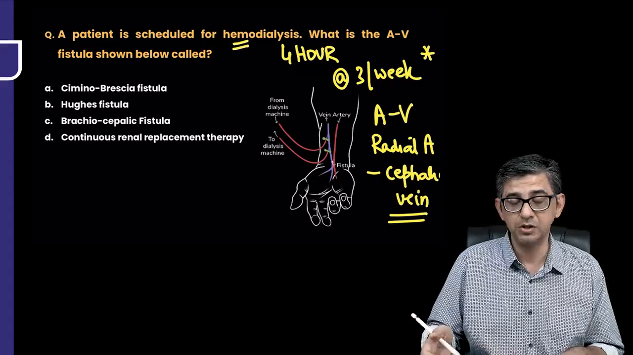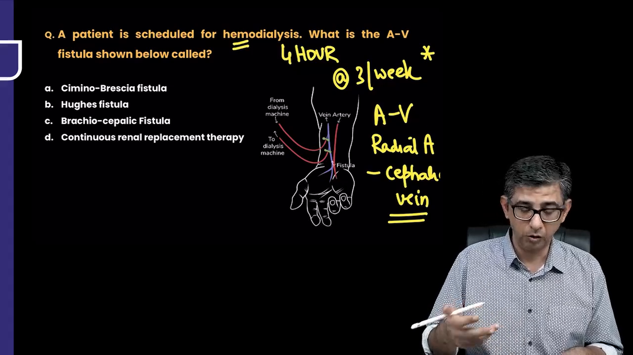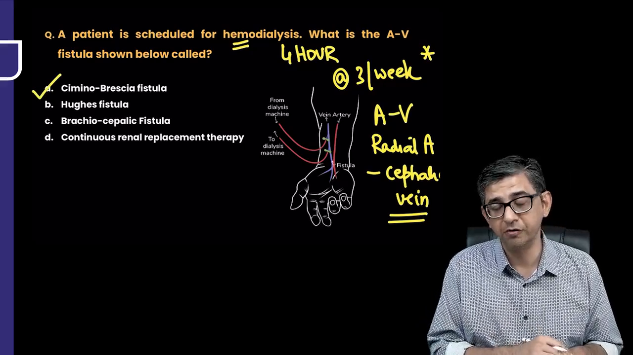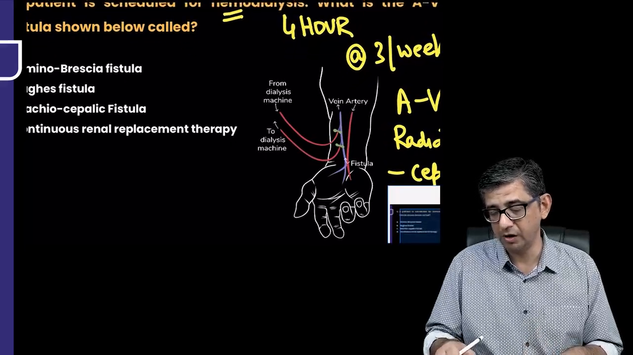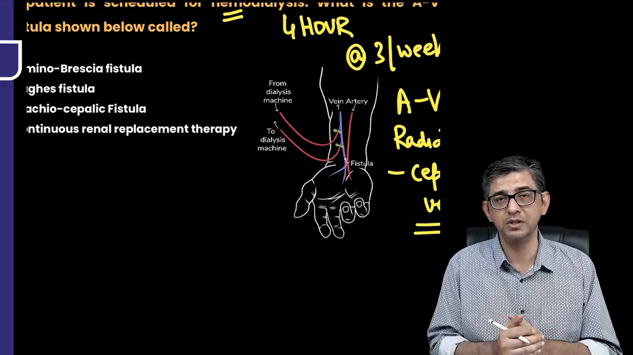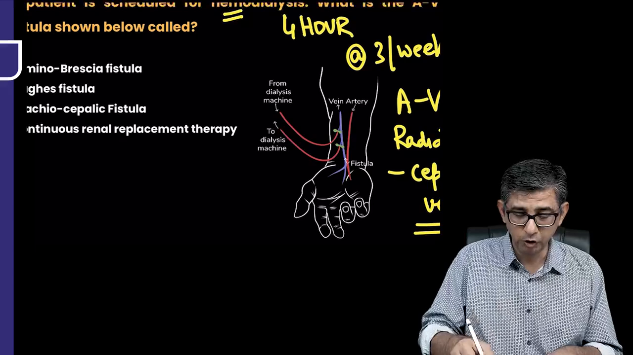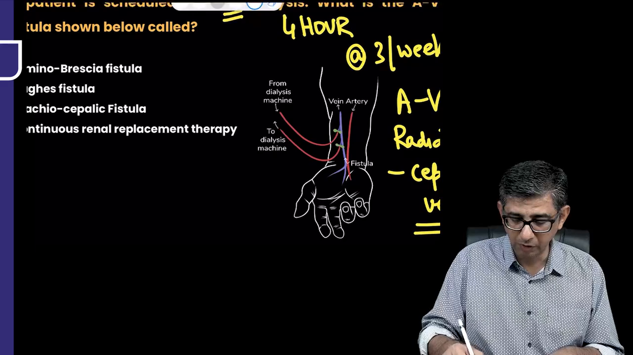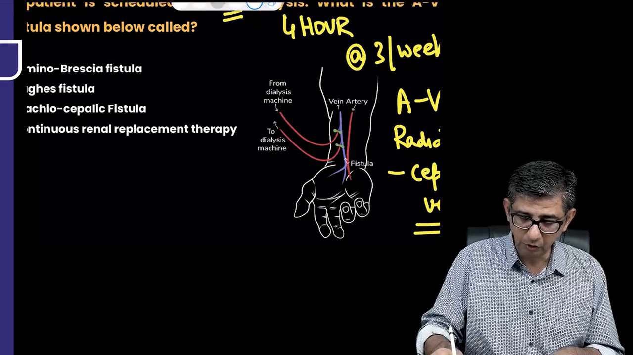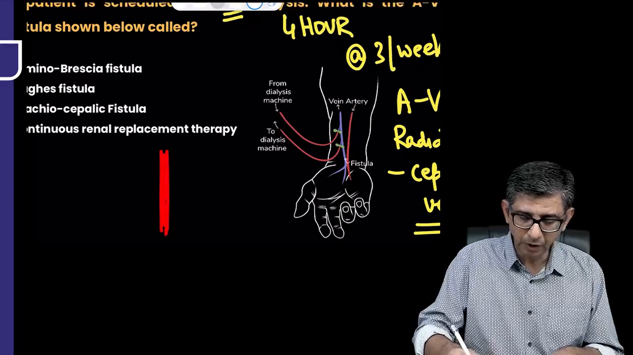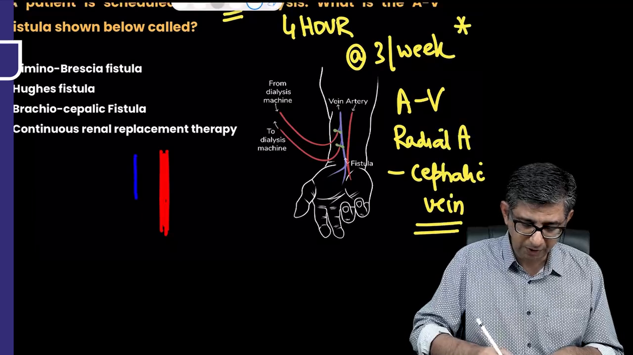And guys, this procedure was described by a doctor in whose honor we call this the Seminobrestia fistula, and that's what you see here: the radial artery and the cephalic vein have been connected with the help of a surgeon. Let me draw a quick sketch here to make this more comfortable. Let me say this is the radial artery of the patient, and in blue, I'm showing the cephalic vein.